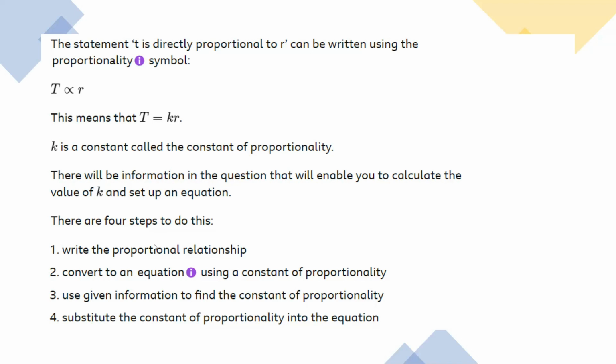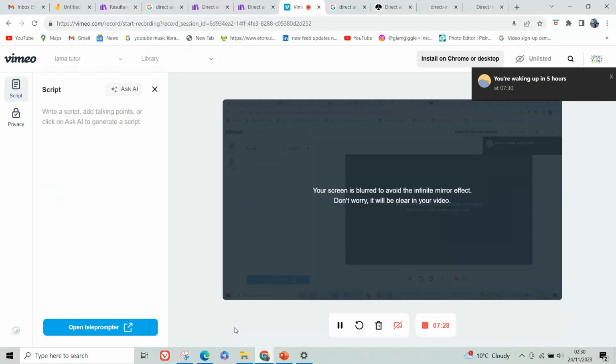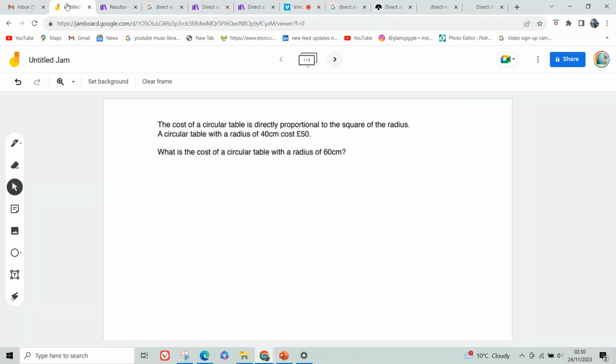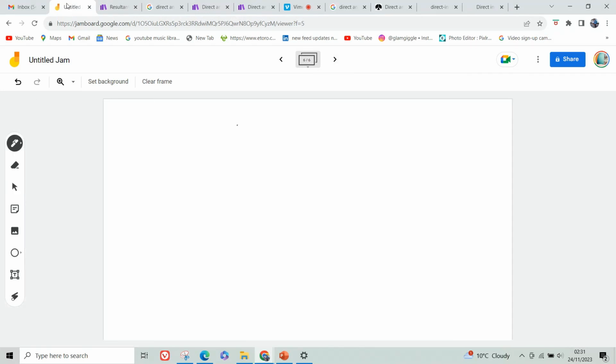K is basically a constant, a number. What does that mean? That means T will be equal to some multiple of R. Why? As I explained, I will go to the whiteboard and explain it. Let's suppose you have T directly proportional to R, or let's say S, the score.